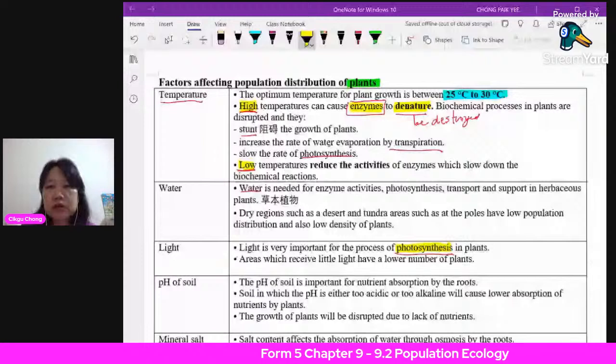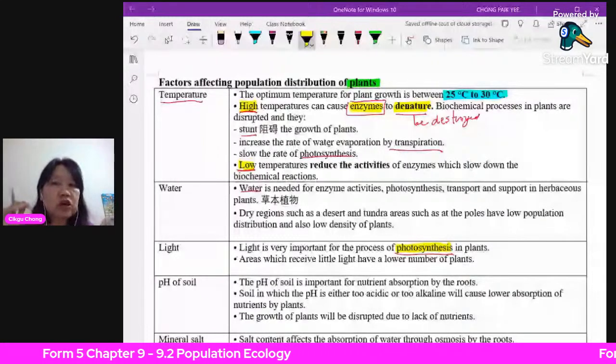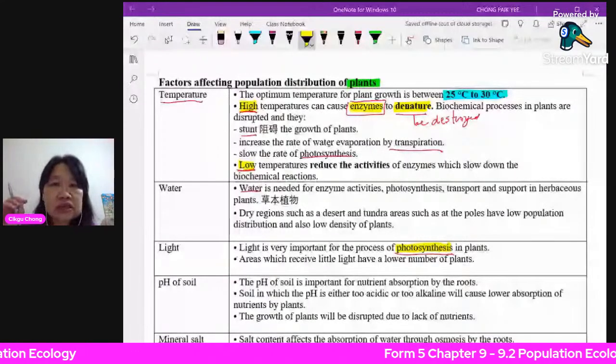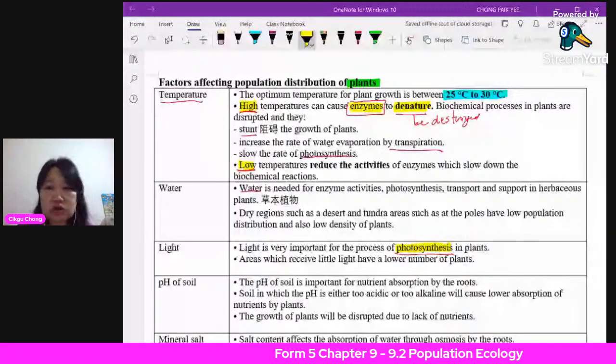Now, tundra are those areas that are very cold, very near the northern part of Russia, and also the Arctic, Canada, the northern part here. These are very cold areas. They're always with ice, so this is tundra.